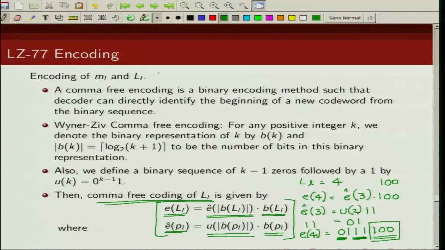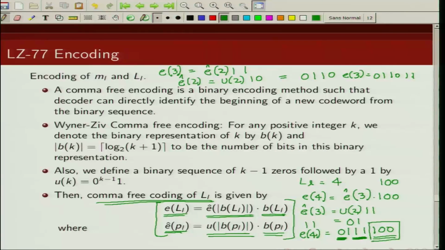Let's say you want E of 3. So this will be E hat. Now 3 is represented using 1 1, so this will be E hat of 2, followed by the binary representation of 3, which is 1 1. Now E hat of 2 can be written as, now what is 2? The binary representation of 2 is 1 0. So we require 2 bits to represent it. So this would be U of 2 and 1 0, which is nothing but 0 1 1 0. So E of 3 would be 0 1 1 0 1 1.